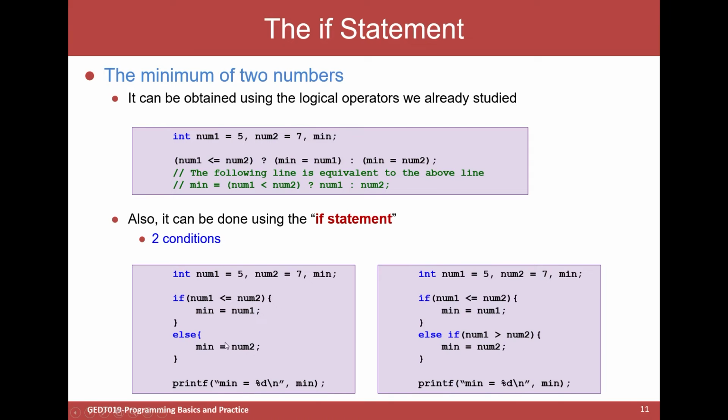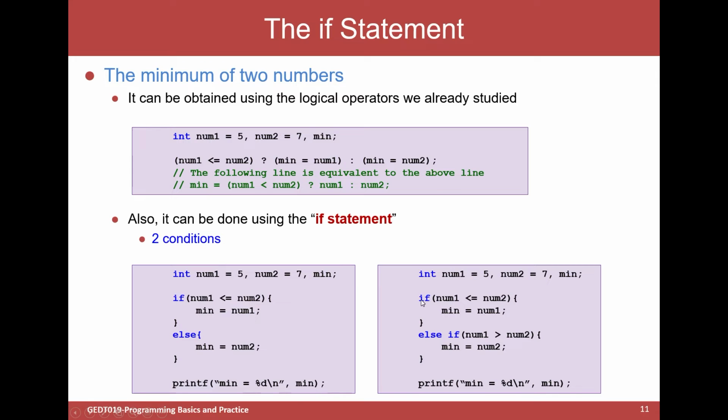Also, the same thing: if this situation is happening, if not this situation happening, else the other situation. But if you want to tell what is the other situation, for example, if number 1 is smaller than number 2, in this case minimum will be number 1. Else, what is the other situation? Number 1 is greater than number 2. If number 1 is greater than number 2, that means the minimum will be number 2.